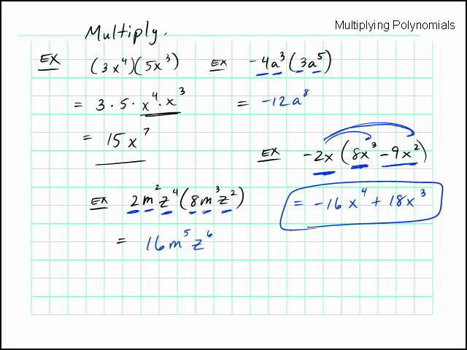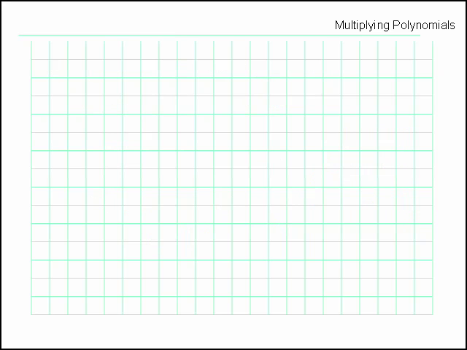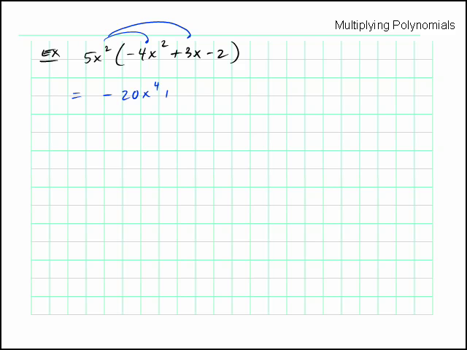Let's try another one like that. Let's take this one as our example. 5x squared, and we want to multiply that by the trinomial, negative 4x squared plus 3x minus 2. We distribute again. That's all we do. 5x squared times negative 4x squared is negative 20x to the fourth. 5x squared times 3x is 15x cubed. And 5x squared times a negative 2 is a negative 10x squared. And I've multiplied it. That's all you do.